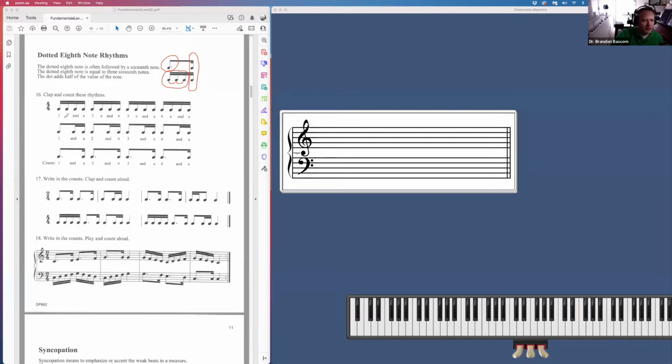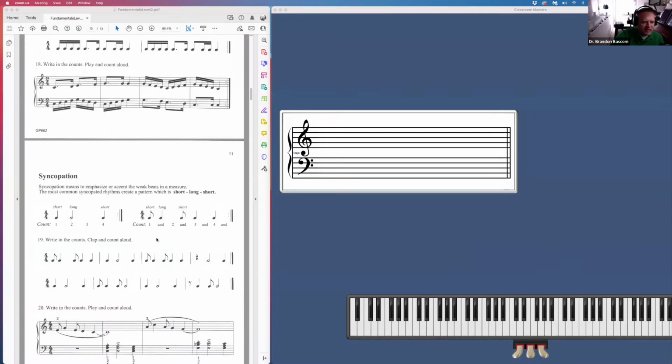Okay. These are strawberries. Strawberry, strawberry. And the reverse of those are butterscotch, butterscotch. We don't get any butterscotch. Oh yeah, here we got one. Butterscotch, butterscotch. One E and, one E and, one anda, one anda. So those are our dotted eighth notes.